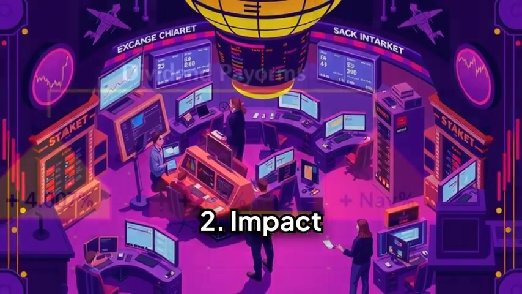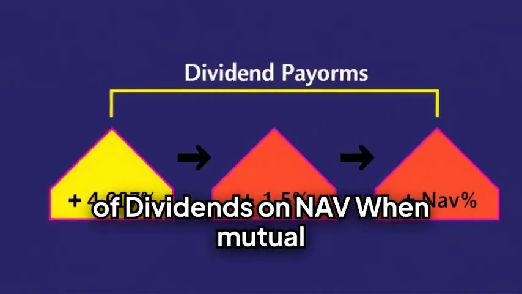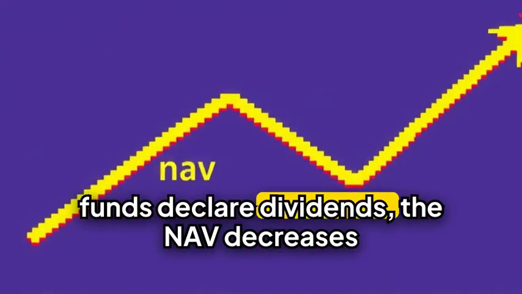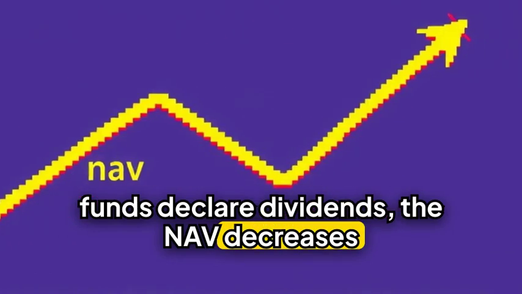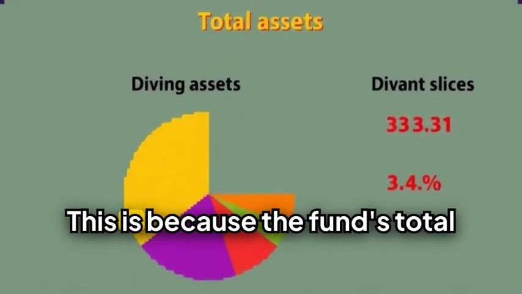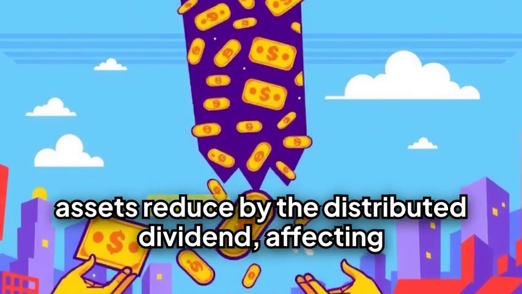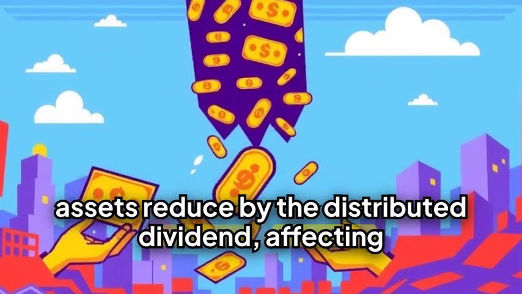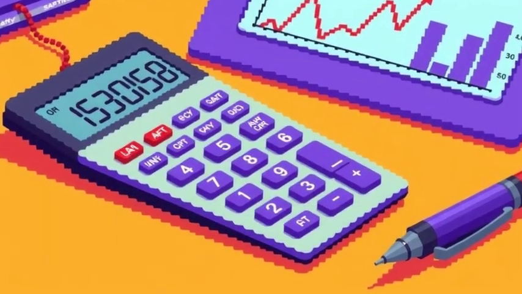2. Impact of dividends on NAV. When mutual funds declare dividends, the NAV decreases by the dividend amount. This is because the fund's total assets reduce by the distributed dividend, affecting the NAV calculation.